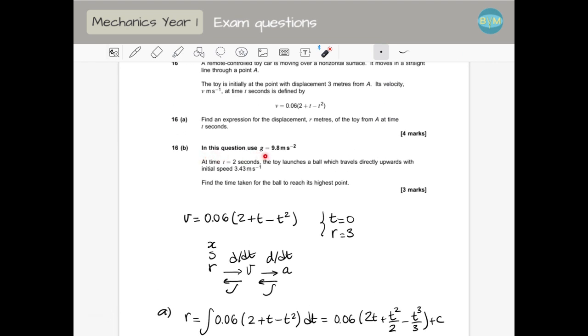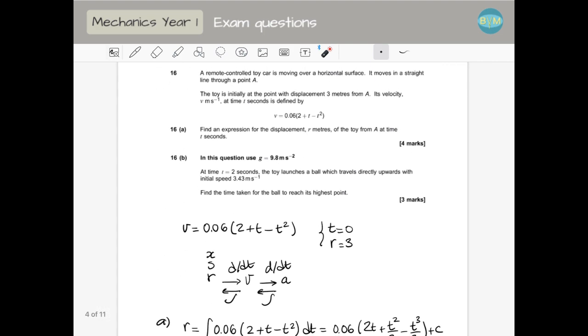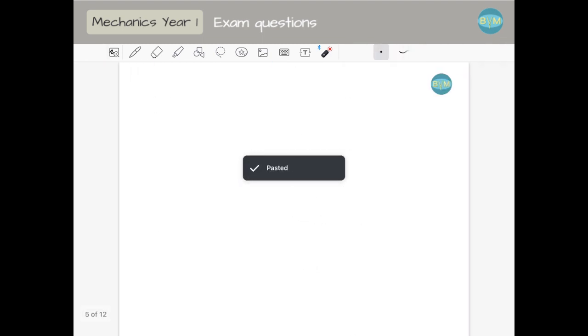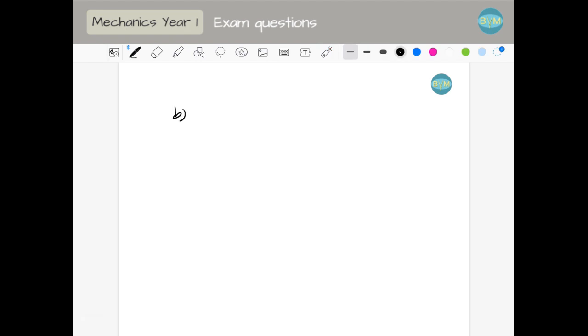Then, in this question, use g as 9.8. At time t equals 2 seconds, the toy launches a ball which travels directly upward with initial speed 34.3. Find the time taken for the ball to reach its highest point. So this is a SUVAT equation question now. We have a particle projected up, and it's really unrelated to the rest of the question. It is going to go up and down.